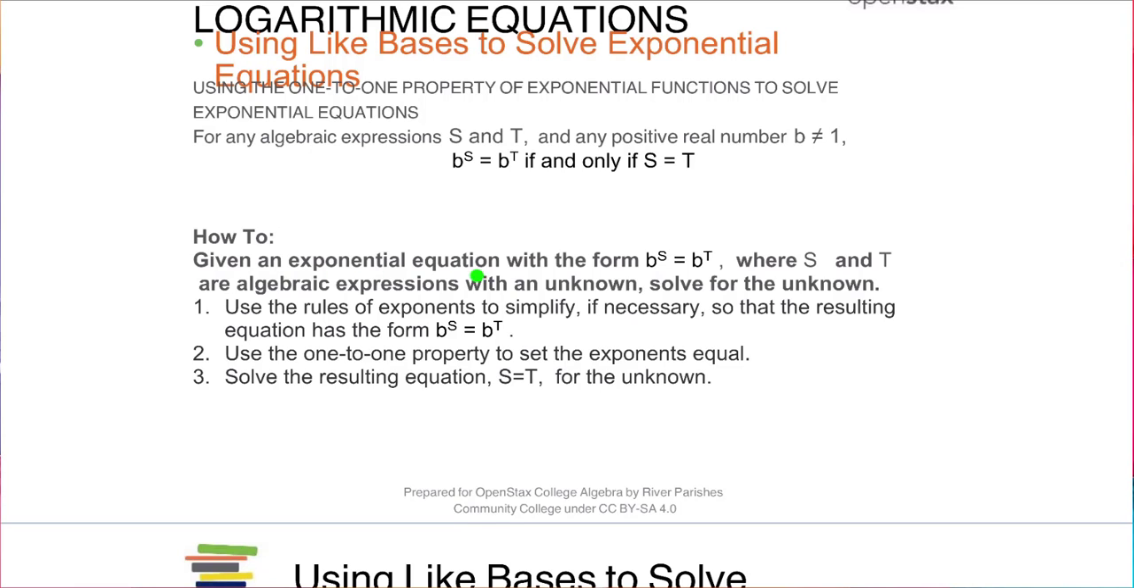So given an exponential equation with the form b to the s equals b to the t, where s and t are algebraic expressions with an unknown, solve for the unknown. Use the rules for exponents to simplify if necessary, so that the resulting equation has the form b to the s equals b to the t. Use the one-to-one property to set the exponents equal to one another, and then solve the resulting equation for the unknown.